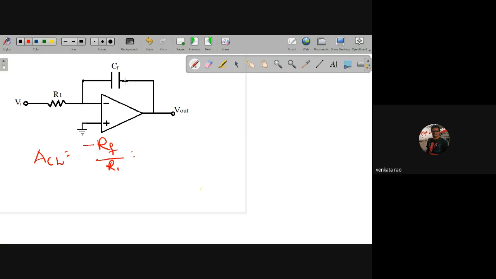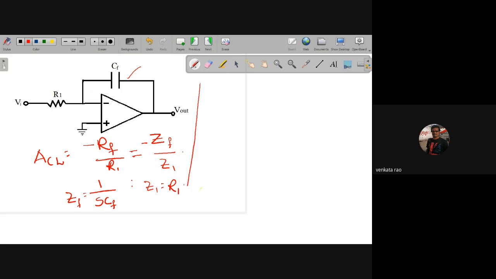But in case of resistor, here we have a capacitor. That's why I'm representing R by Z: minus ZF by Z1. Now here ZF is the reactance of the capacitor, that is 1 by C into, I will take it in the form of the S domain. Later we can take S equal to j omega if required. ZF equal to 1 by S CF and Z1 equal to R1.